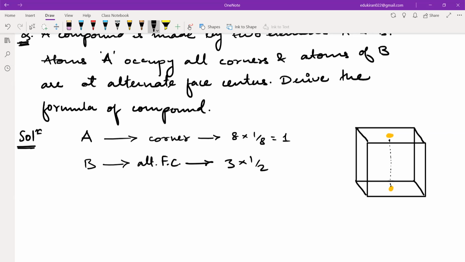If you started with the atom on the front, then the only place you can put an atom is the back wall. If you have placed it in the right wall, the only place left will be the left wall. So that is why this will not be 3. What will this value be? It will be 2. And as you can see, 2 into 1/2 will be equal to 1, and the formula of the compound will be AB. Is this clear?